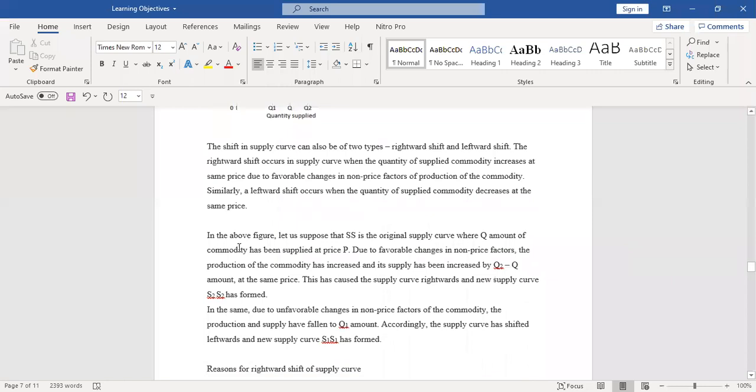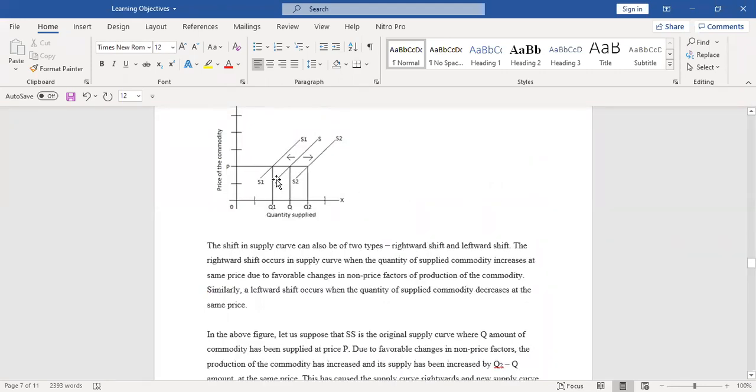In the above figure, let us assume that SS is the original supply curve, where Q, amount of the commodity, has been supplied at the price of P. Due to favorable changes in non-price factors, the production of the commodity has increased. Now, we were originally at SS on the diagram here. Due to some favorable production non-price factors here, we're able to supply more. The result is at the same price of P, we are supplying more. How will we show that? We have to shift the entire supply curve from S to S2. That's what the note is telling us there. Okay?